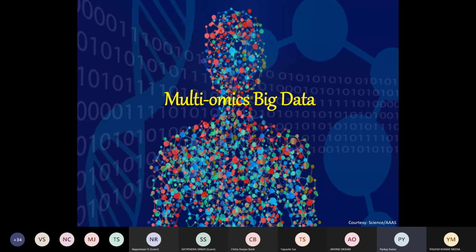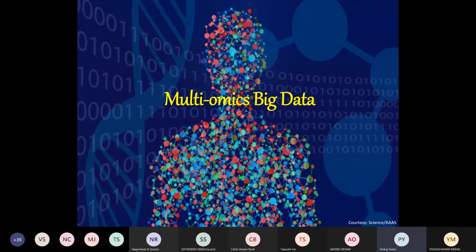So in today's session, that is session 3, we will talk about some big data that exist in biology. Recently these multi-omics big data have emerged, and as I will show you, these data sets are now really huge in terms of storage capacity and also in terms of analyzing.